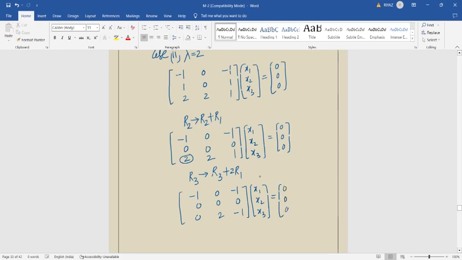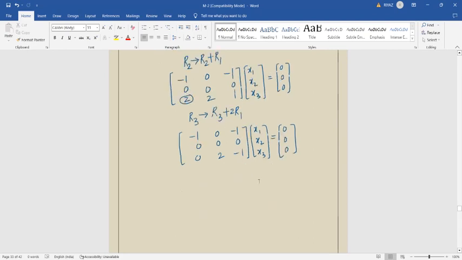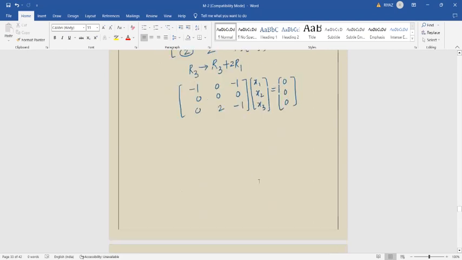0, 0, 0. Now you see the elements below the diagonal become 0. If we try to make more elements 0, another element changes. So enough up to here. We convert into the equation form and simplify.